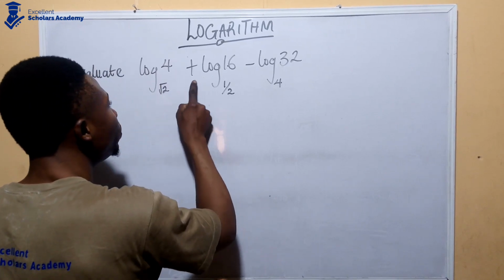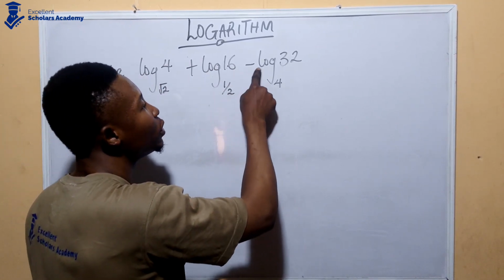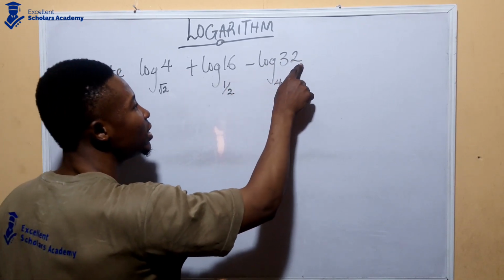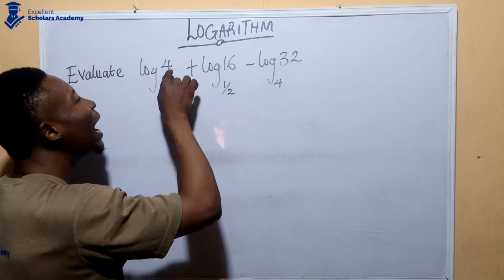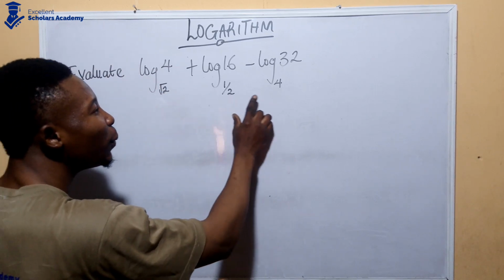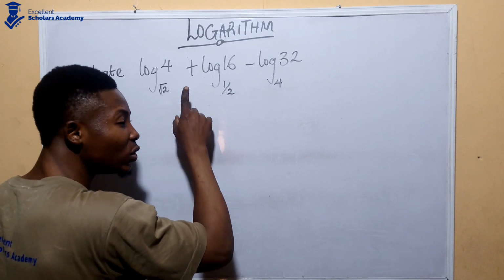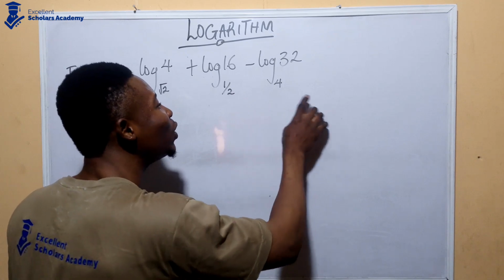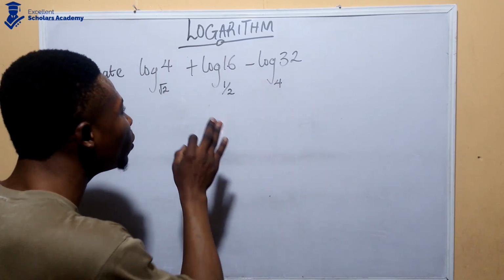Evaluate log root 2 base 4 plus log 16 base 1 over 2 minus log 32 base 4. Alright, now this is 4, this is 16, this is 32. You should know that these numbers all have a relationship with 2. Root 2, although not properly expressed as 2, can be expressed as 2 to the power of 1 over 2. You can express 1 over 2 as 2 to the power of minus 1, and you can express 4 as 2 to the power of 2. So you have to be very smart when it comes to solving questions like this.